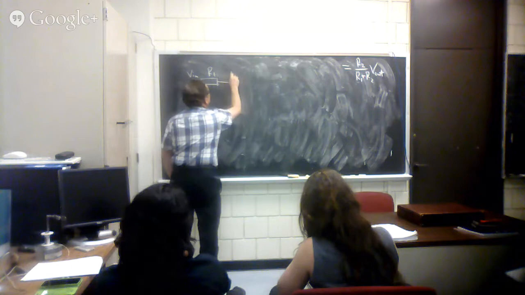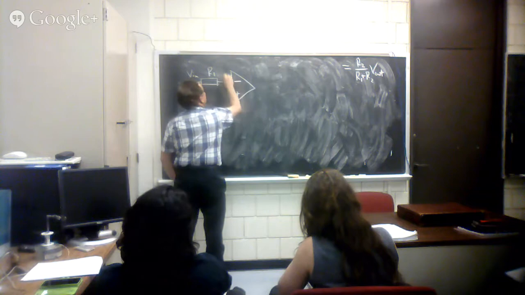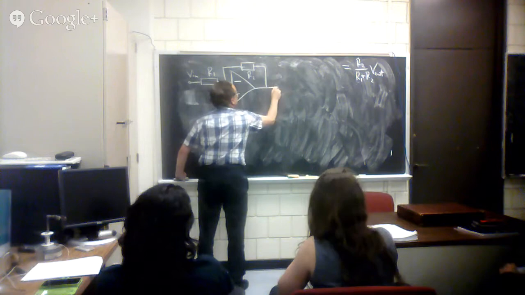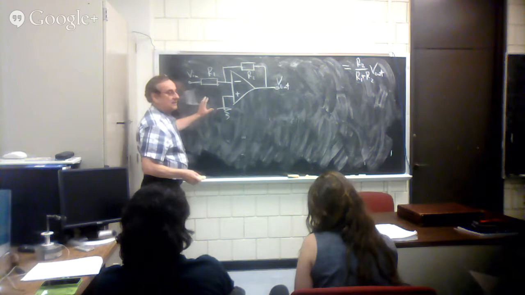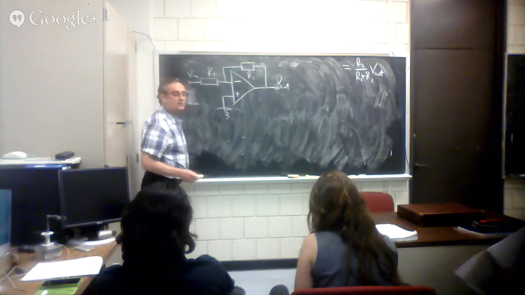R1. R2. Output. Grounded. Okay. So we look at this circuit and we say we don't have such a good intuition. We will just have to use golden rules to see what it does. Let's use golden rules.